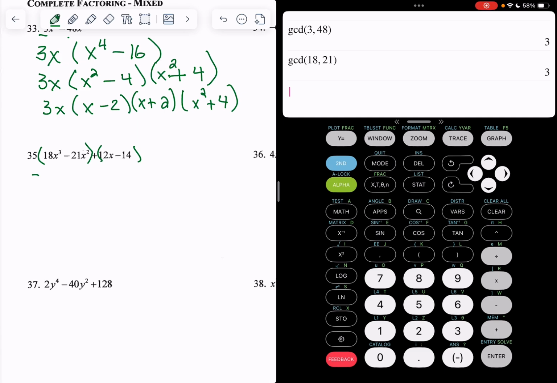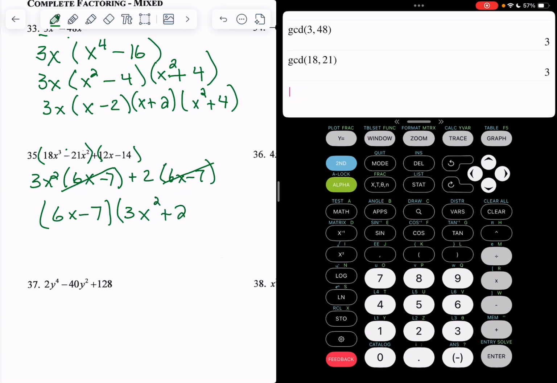So we're going to take out a 3 and an x squared, the smallest of the 2 exponents, which is 3 and 2. And you divide. 18 divided by 3 is 6. X cubed divided by x squared is x. 21 divided by 3 is 7. And the x squares will cancel out. On the right side, they're both even numbers. It's going to be 2. And we get 6x minus 7 again. So these two can cancel and become one factor, and then add the other two numbers that are left to make the other factor.